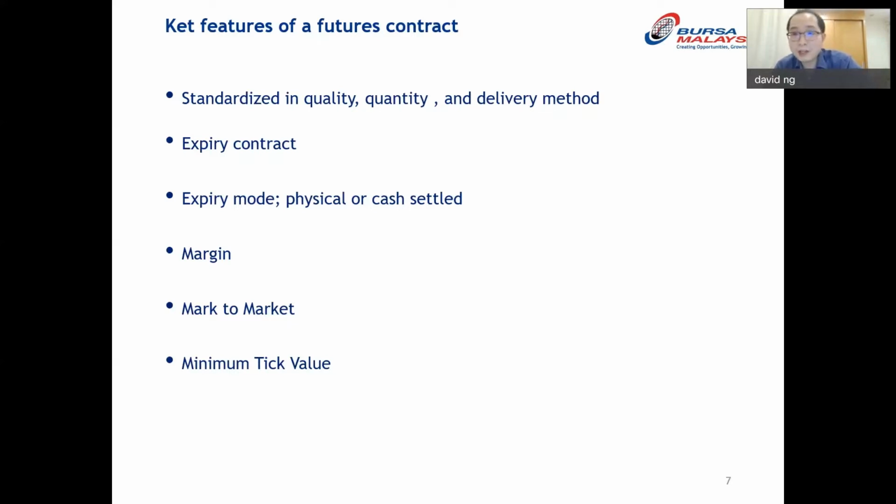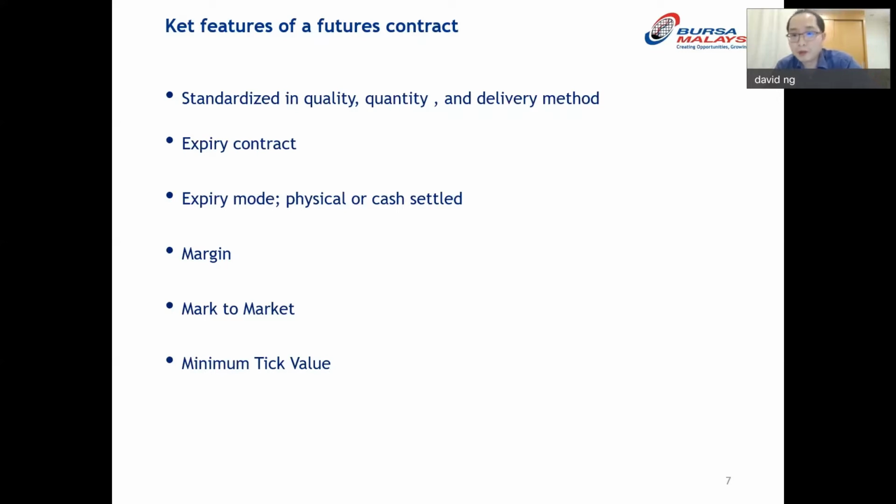So every contract, regardless of the product, will have a different value for tick value. For example, the minimum tick value for palm oil, which is 1 point, is 25 ringgit. For FKLI, half a point is 25 ringgit, so 1 point is 50 ringgit. So that's how we normally base the tick value. Different products will have different characteristics and different tick values.